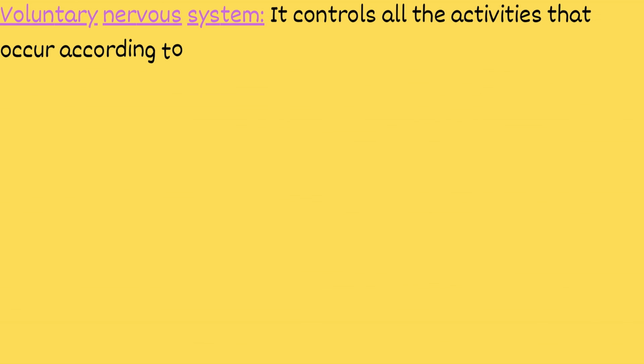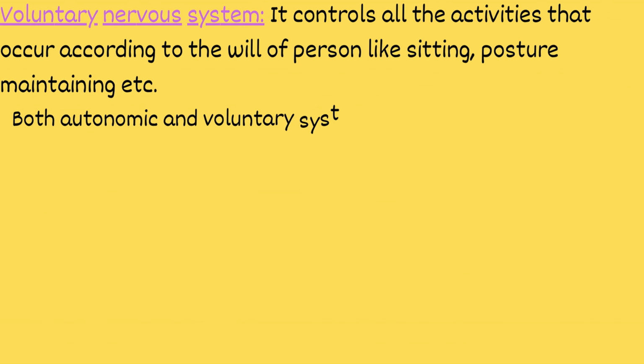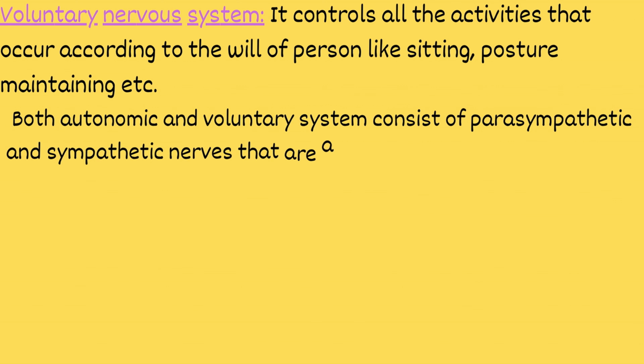Voluntary nervous system controls all the activities that occur according to the will of the person, like sitting, maintaining posture, etc. Both autonomic and voluntary systems consist of parasympathetic and sympathetic nerves that are antagonistic in function and show their action on visceral organs. We have seen there are certain responses that are very fast.